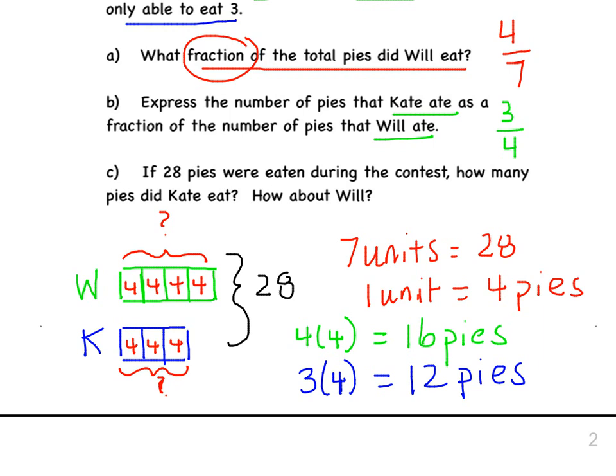Let's double check. If we take what we think they ate, 16 plus 12, does that total the amount that we were told that they ate during the contest, 28? Well, in fact, it does. So since we've checked our work, we're quite happy.